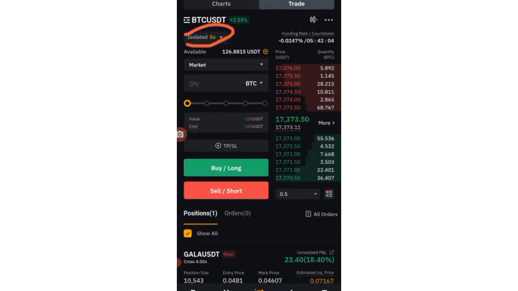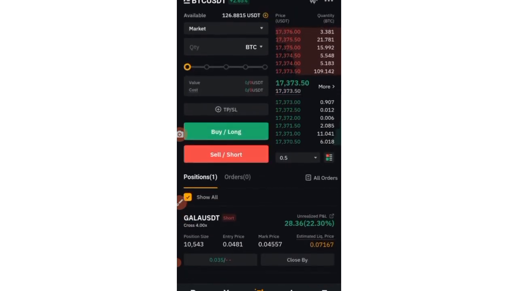Now, isolated, what does isolated mean? Isolated means that when you are trading, you only want the trade to be concentrated on your current capital. In other words, whether you are making profit or making loss, only the money you involved in the trade will be at risk.